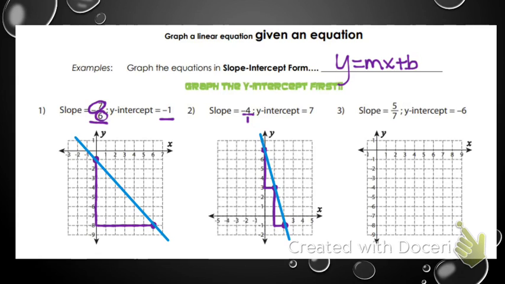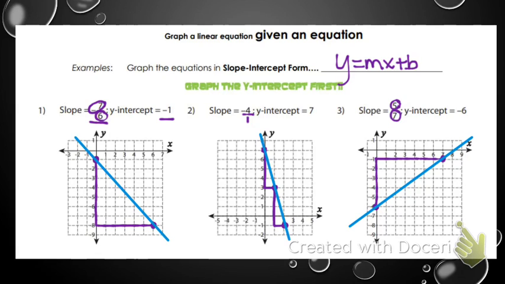Okay, let's try the last one. So we have negative 6. And now this time we have a positive 5/7 slope. So we're going to go up 5 now, and then to the right 7. So up 5, 1, 2, 3, 4, 5, over 7. 1, 2, 3, 4, 5, 6, 7. That's where my dot goes. And then I just connect my 2 points.